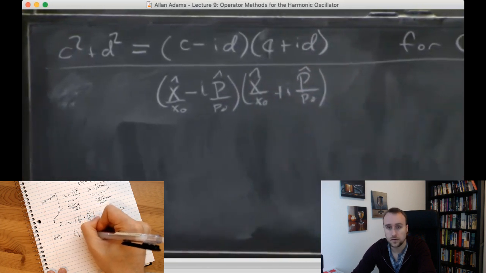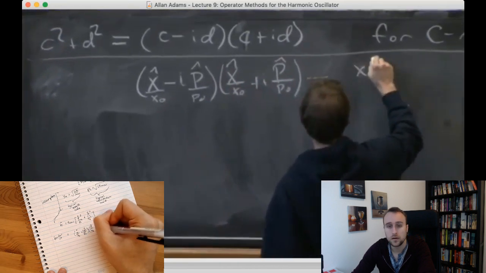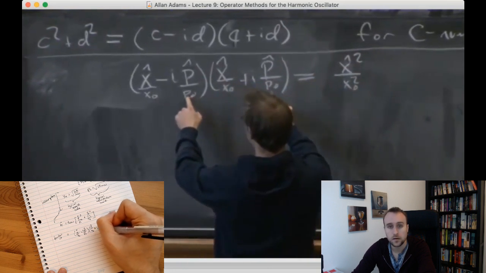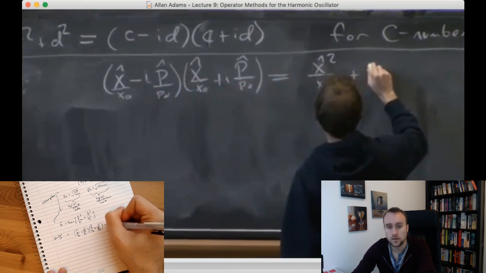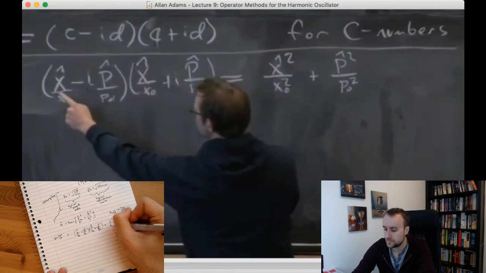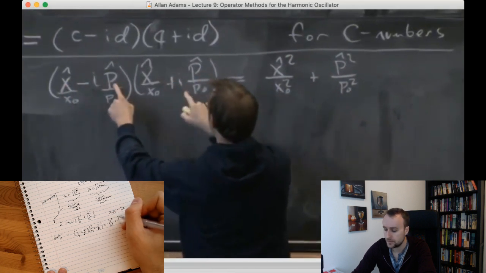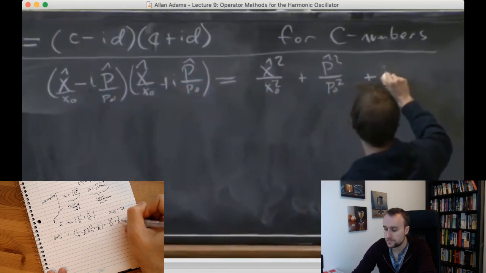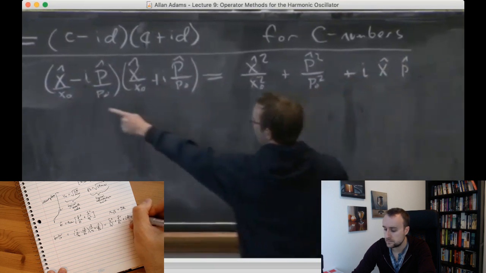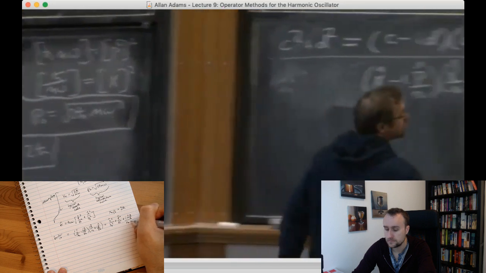Okay. So we can compute this. This is easy. So the first term gives us the x squared over x naught squared. That last term gives us, the i's cancel, p squared over p naught squared. But then there are cross terms. We have an xp and a minus px with an overall i. So plus i times xp over x naught times p naught. So x naught times p naught, however, is 2 h bar. So that's over 2 h bar.